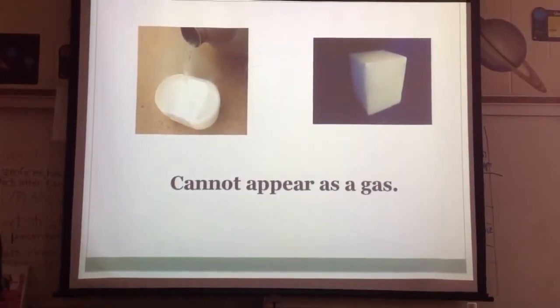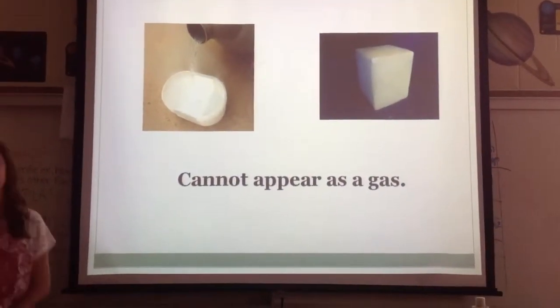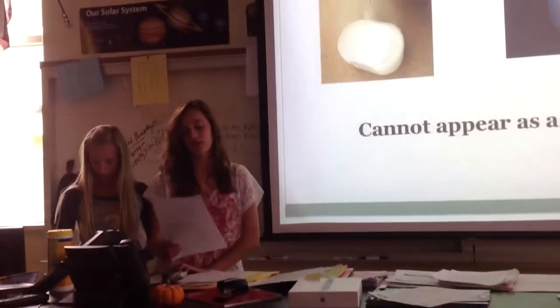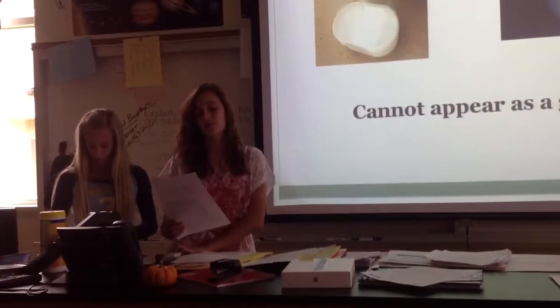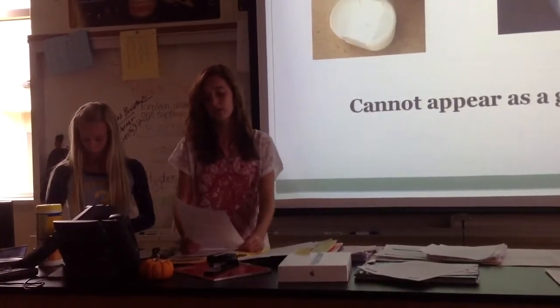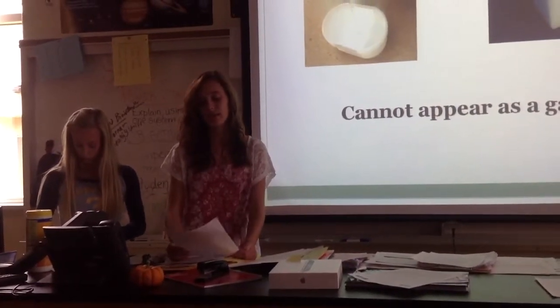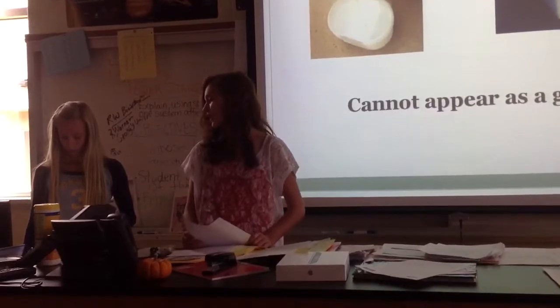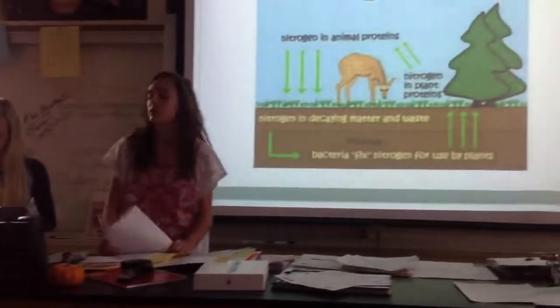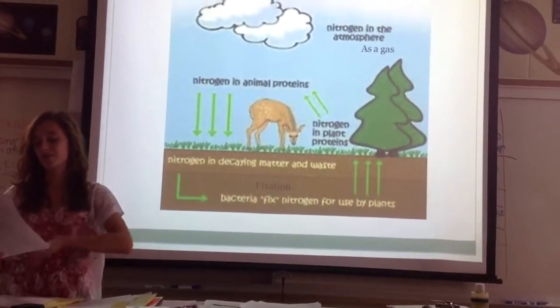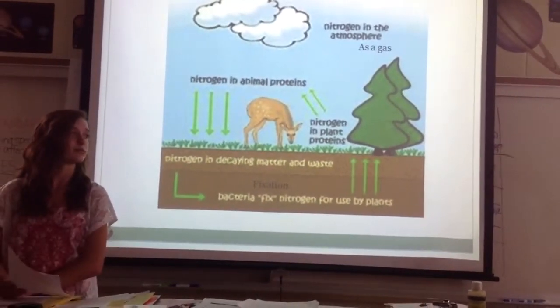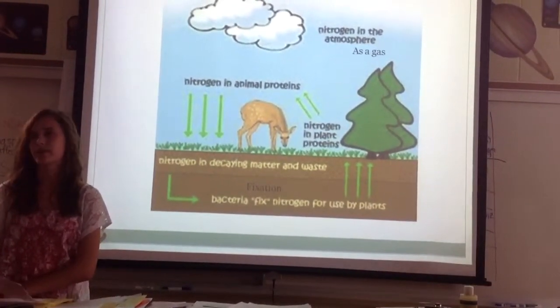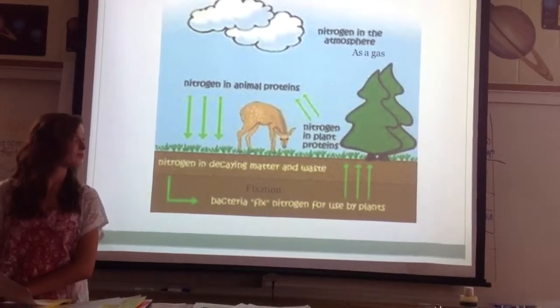So nitrogen starts in the atmosphere as a gas, and then fixation converts nitrogen to a usable form, which is absorbed by plants and eaten by animals. And then after it's used by plants and eaten by animals, nitrogen returns to the atmosphere as a gas. And that's called the nitrogen cycle.